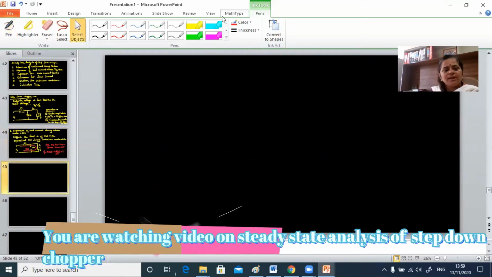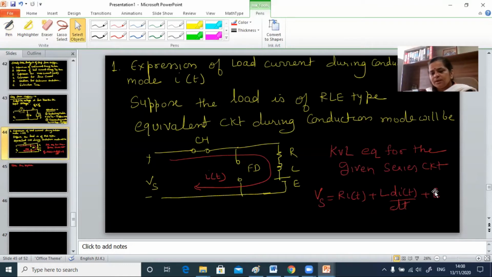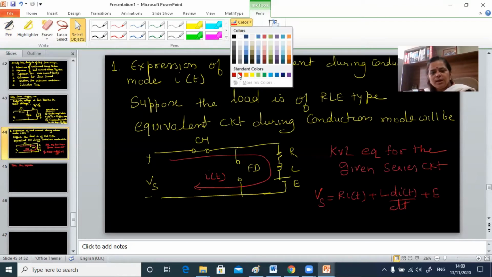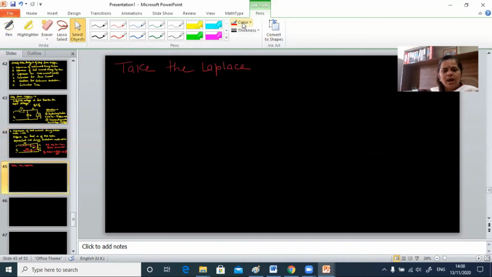Now, if I take the Laplace of it, suppose this equation is equation number 1. Because my job is to calculate the current, I take the Laplace transform. Vs is a constant value, so what will be the Laplace of this? Vs by S is equal to R i(t).